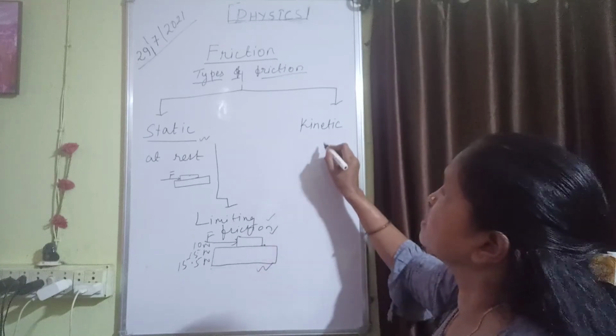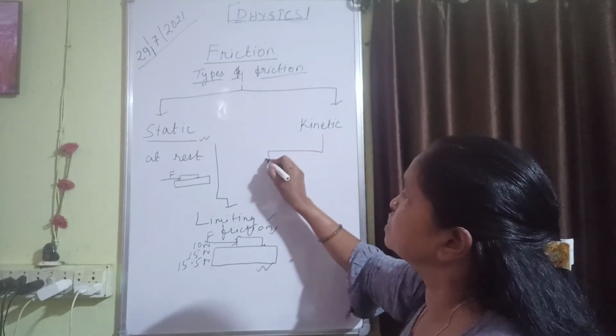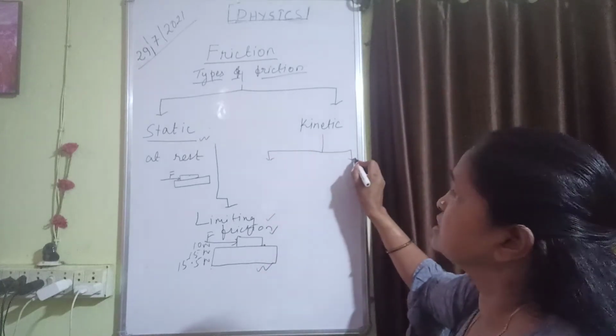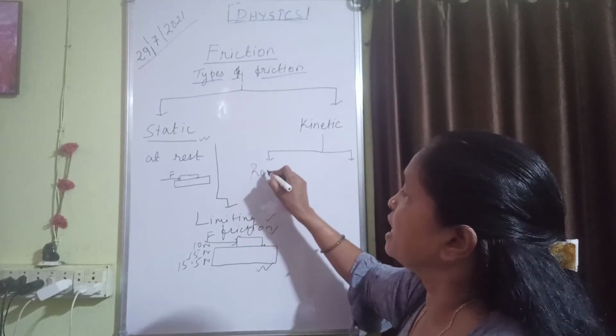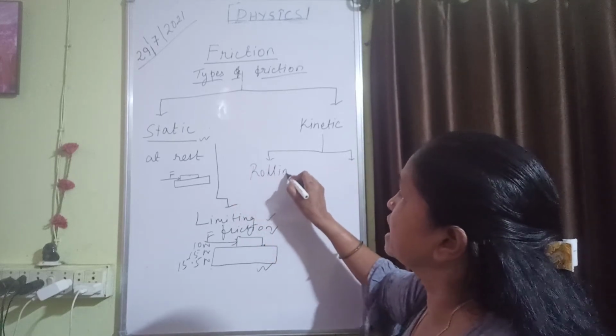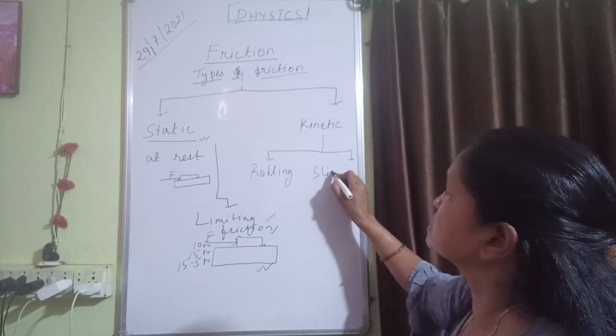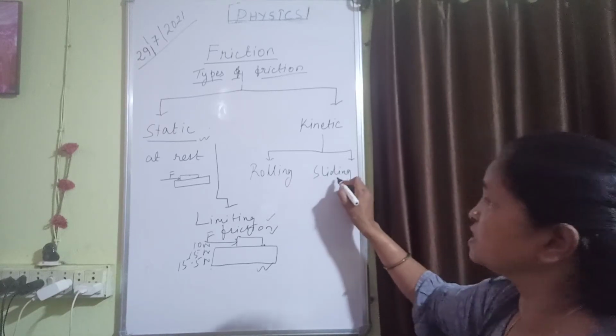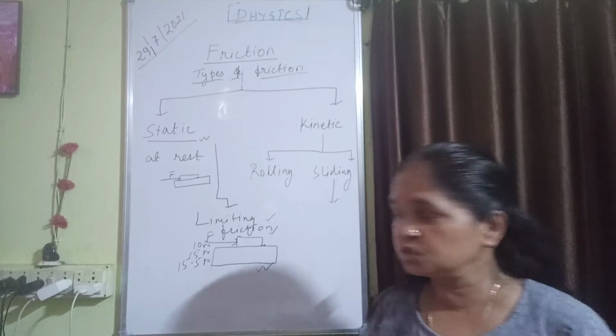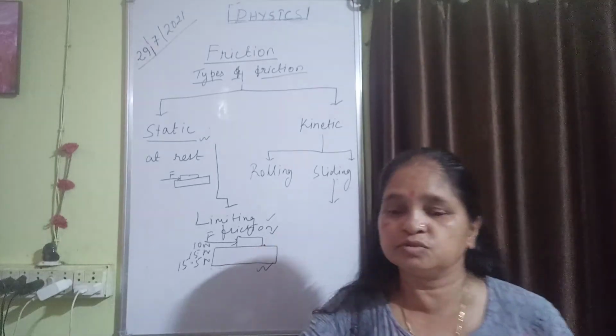Then you come to kinetic friction. Kinetic friction is of two types. One is rolling friction and another is sliding friction. Let us see sliding friction. Sliding friction is very easy. You will understand because just now I have shown you.